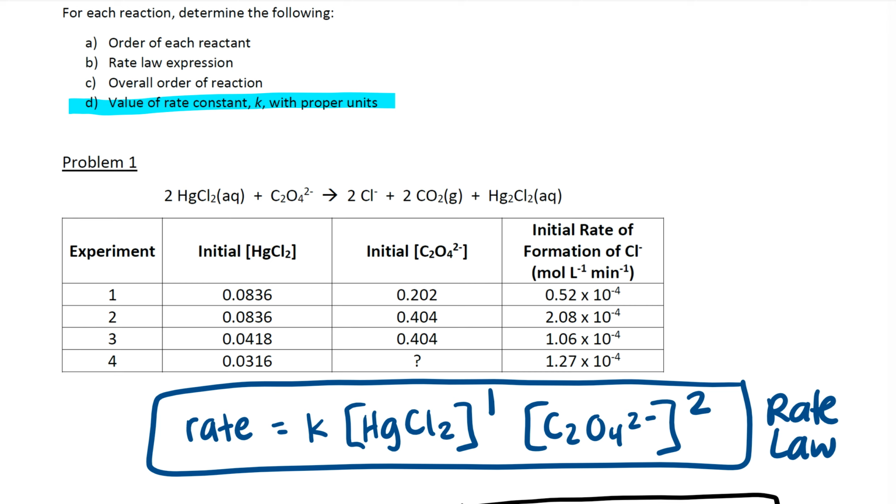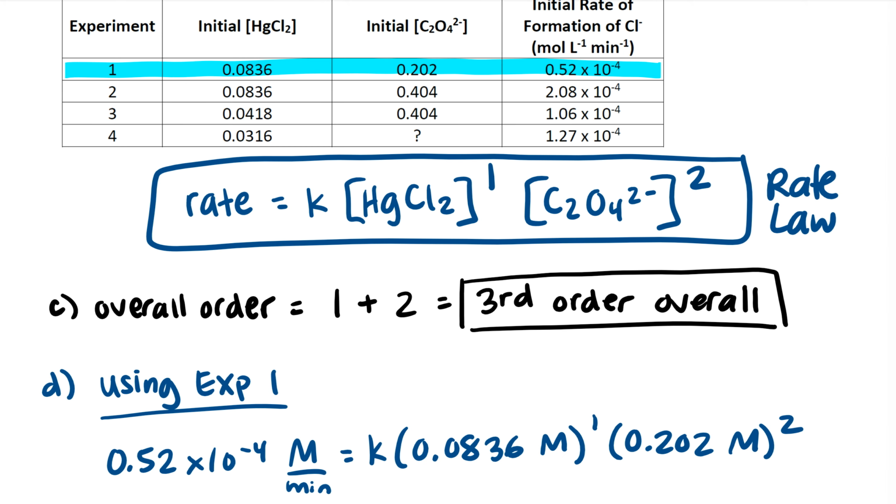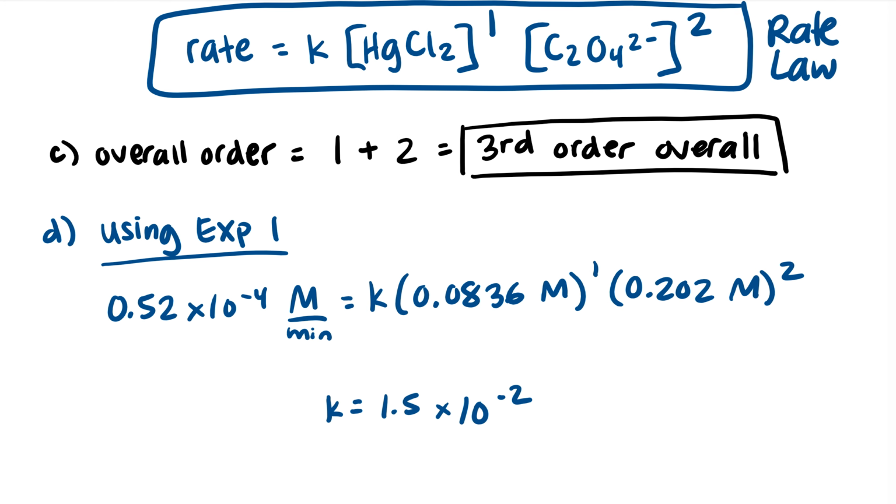So let's just pick experiment number 1, and we're going to plug in the rate. We're going to plug in the molarity of each reactant and then solve for k. Alrighty, so we have plugged in all of our values into the rate law using data from experiment number 1. And now we're going to solve for k. k is equal to 1.5 times 10 to the negative 2.